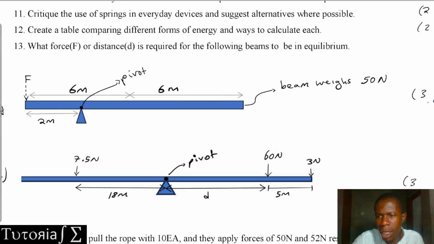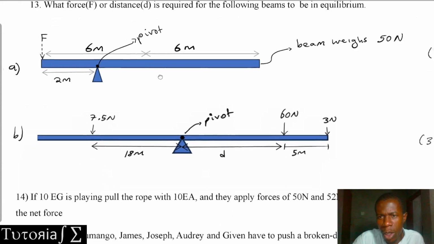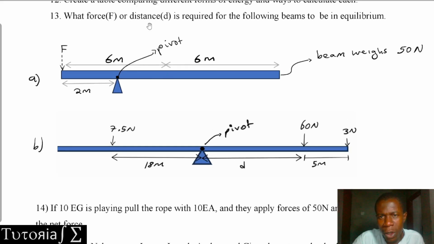Question number 13. So this was a straightforward question. You are asked to calculate the force or the distance required for the beams to be in equilibrium. So for them to be in equilibrium, clockwise moments should be equal to anti-clockwise moments. So here, these are clockwise moments and these are anti-clockwise moments. So here you're supposed to consider the mass of the beam.